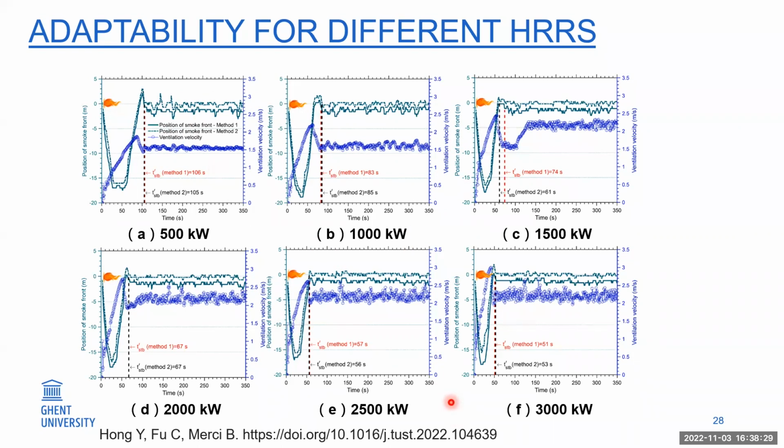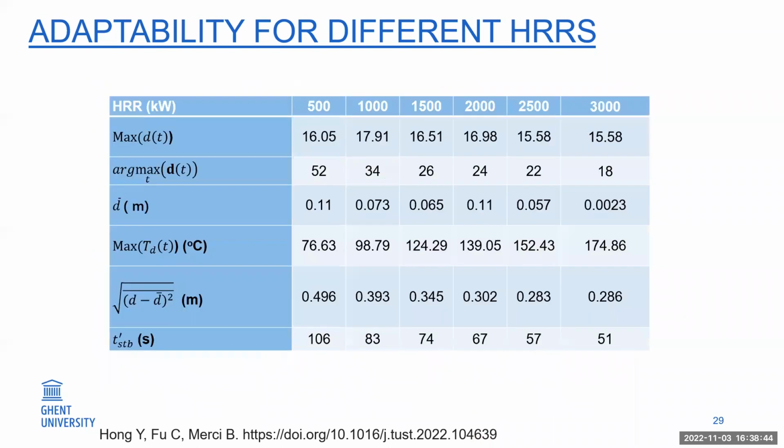This is because for the higher heat release rate, the error function will also be higher. So the feedback to the PID controller will be stronger, so the ventilation is also higher. This is some performance metrics of the results. The first is the maximum DT. The DT is the smoke front upstream. You can see all of these values are similar.